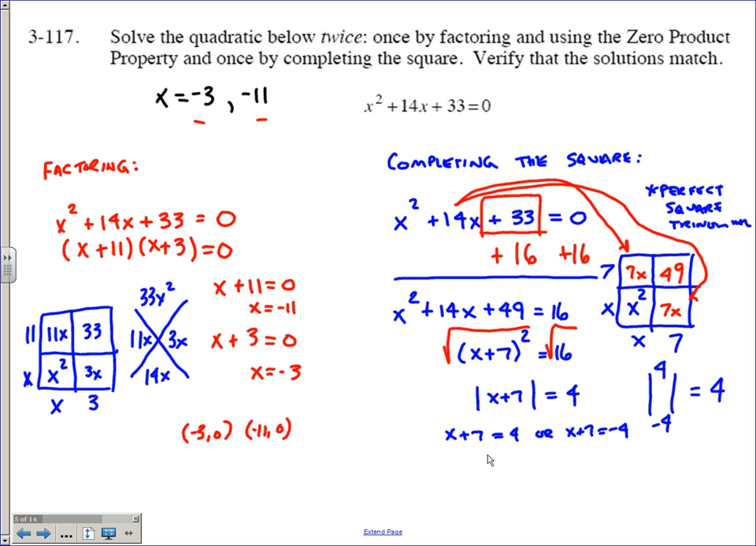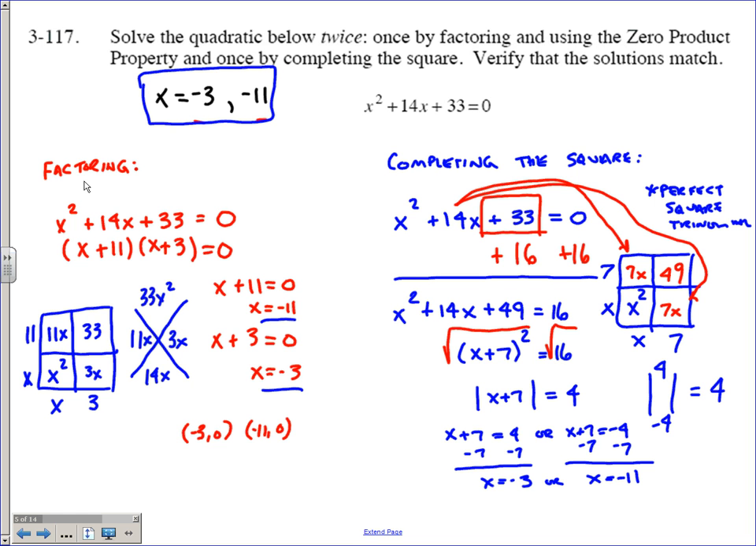Let's go ahead here and solve it the rest of the way. Subtract our 7 and we get x equals -3, and that's a good sign. And we subtract 7 from each side, and we get that x equals -11. So it can equal -3 or -11, which is what we got over here, and is what we got at the beginning when we graphed it.